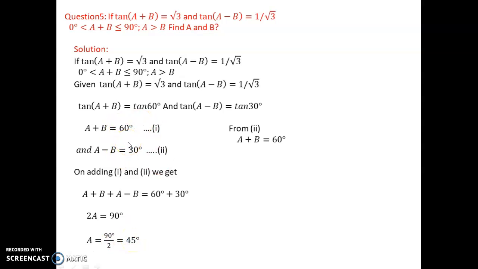Now we put it in either of these equations. Suppose I take equation number 1 and put the value of a as 45. When this 45 moves from left to right, it becomes minus 45, so b will be 60 minus 45 degrees, that will be 15 degrees. Thus the value of a is 45 degrees and the value of b is 15 degrees. We can see that their sum is 60 degrees, which is less than or equal to 90, and the value of a is greater than b.